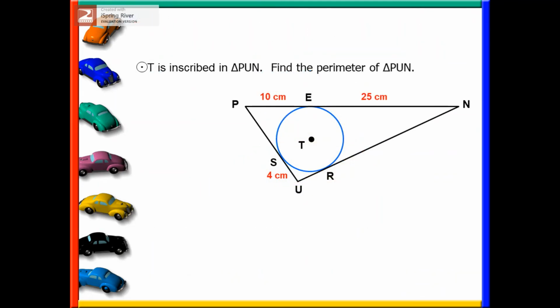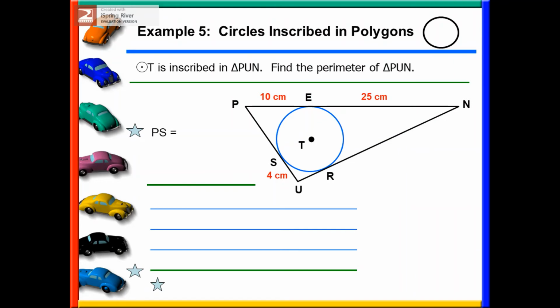Let's have this example. Circle T is inscribed in triangle PUN. Find the perimeter of triangle PUN. So we have the given figure. PS is equal to PA, which is equal to 10. Next, NE is equal to NR, which is 25 centimeters. Next, line segment UR is equal to line segment US, and that is 4.